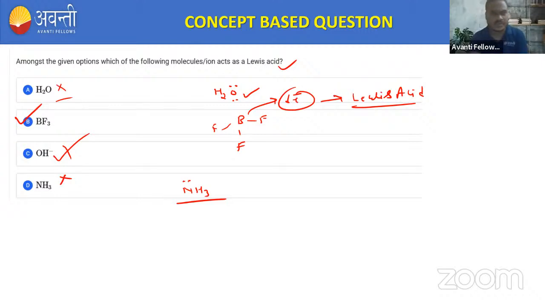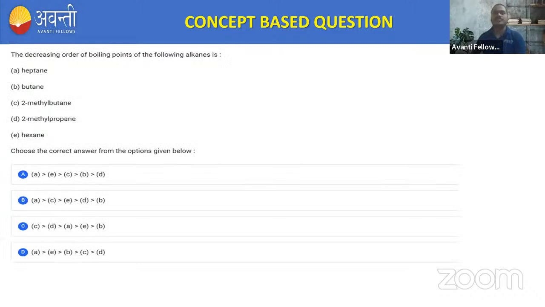I hope everyone understood this. Now let's move to the next question: arrange the following alkanes in decreasing order of boiling point. This is again a very simple question from hydrocarbons, and this question came in the NEET 2022 paper. So let's see how you will find the order of the boiling point.